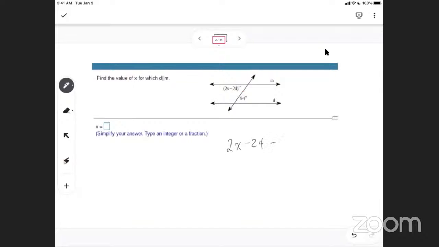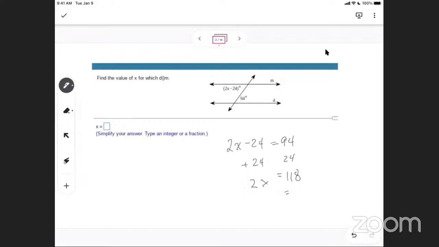2x minus 24 equals 94. And then we solve for x. So what's the first step to solve for x? You add 24 to the 94. So we have 118. Yeah, that's right.